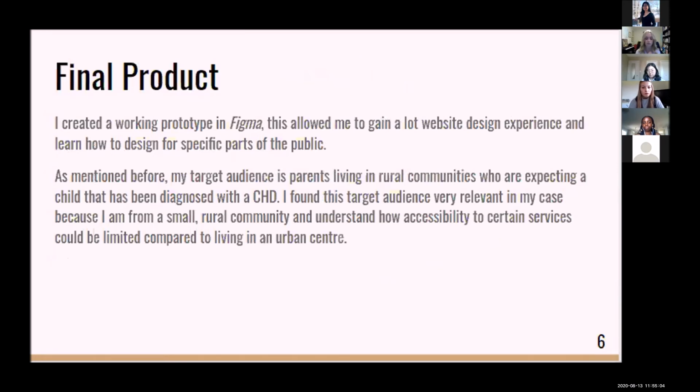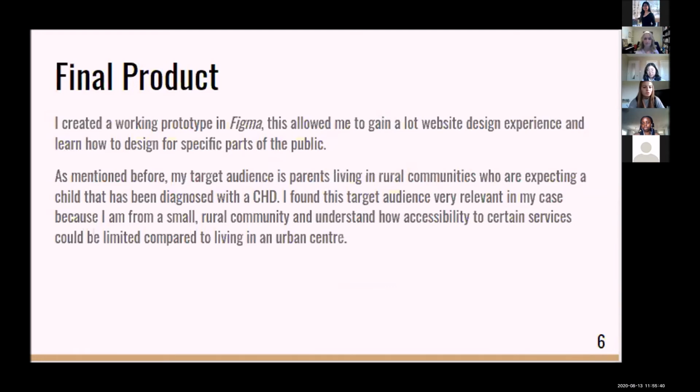So I created a working prototype in Figma, which is just an online collaborative prototyping tool. And this allowed me to gain lots of website design experience and learn how to design for specific parts of our public. And as mentioned before, my target audience is parents living in rural communities who are expecting a child that has been diagnosed with CHD. And I found this target audience very relevant in my case because I'm from a small town and understand how accessibility to certain services could be limited compared to living in a big city.